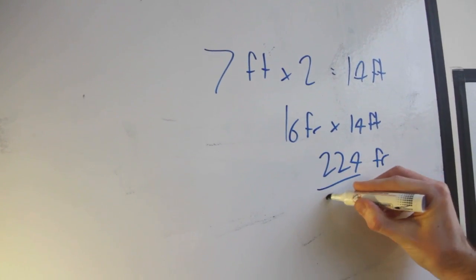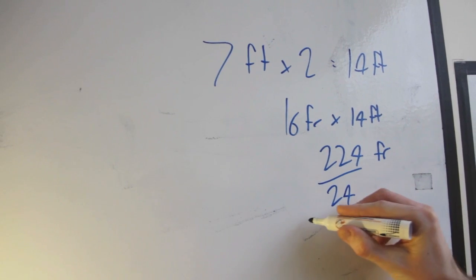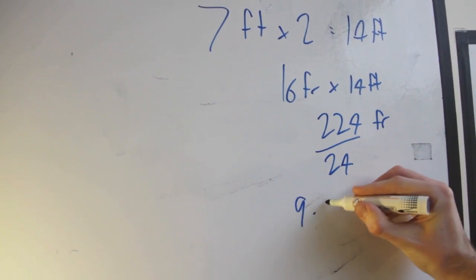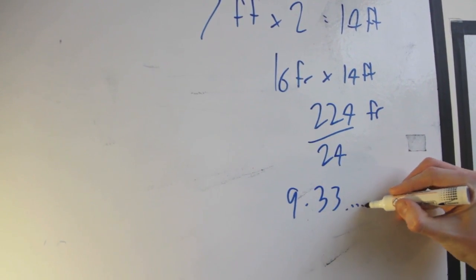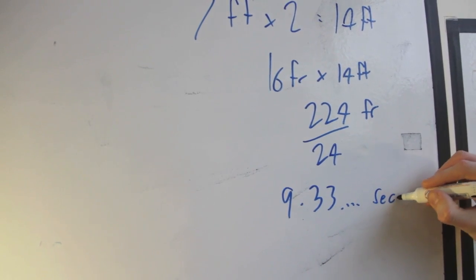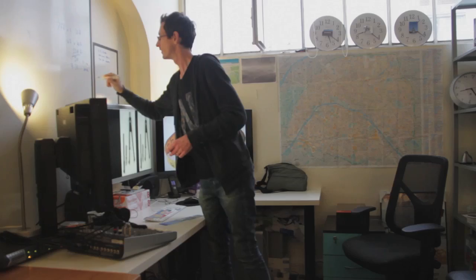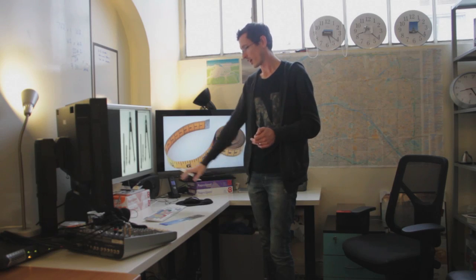What's a frame, you say? Well, 24 frames a second. And to divide that by 24, what we get is 9.33 recurring seconds. And that's how you can work out that this table is just under 10 seconds long.